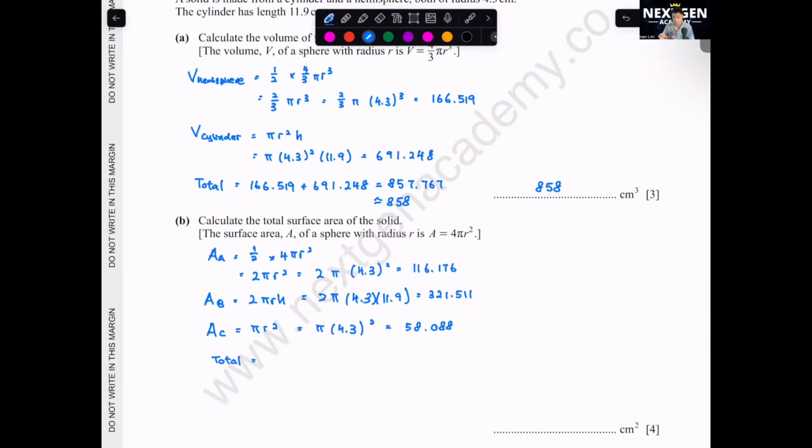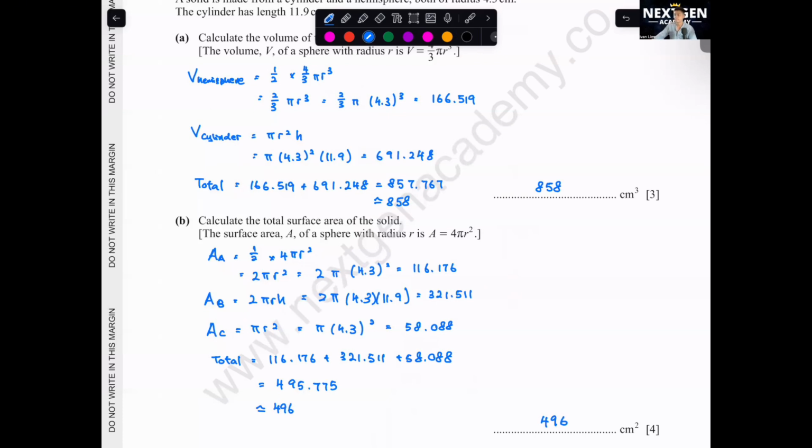If you are confident, you can just put everything together. Now we add it all up: 116.176 plus 321.511 plus 58.088. My answer here will be 495.775, which we can round up to 496 cm squared.